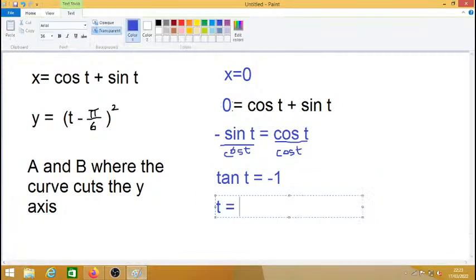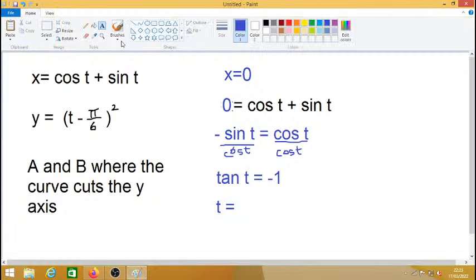Inverse tan, and you'll get t is equal to minus pi over 4. But that's just the first answer for tan. Remember, to get the following answers, you can add on 180 degrees. So the next angle will be 3 pi over 4.